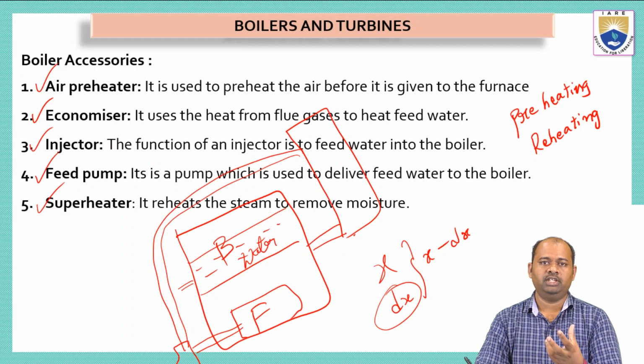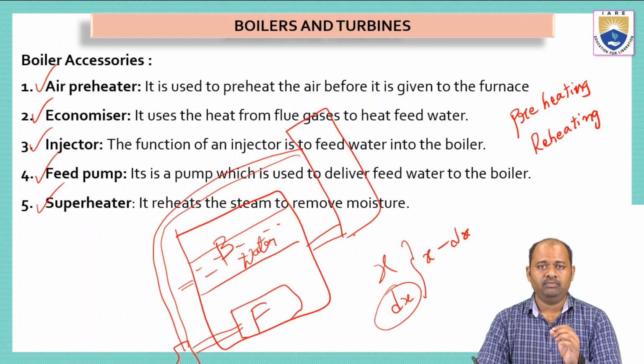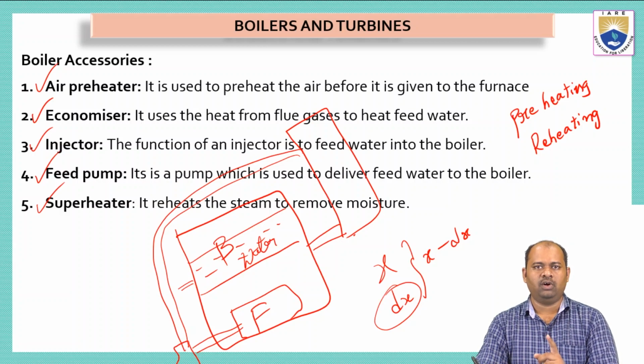So I have to remove this moisture from the freshly made steam. In order to do that, I will reheat the steam by using a device called a superheater. Why it got this name is, the steam which is reheated will attain a temperature called the superheated temperature, and the steam is also called superheated steam.